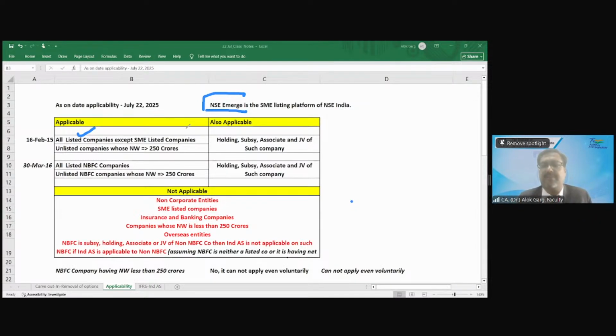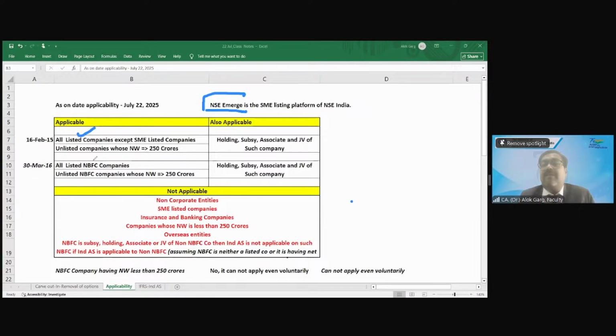Banks and insurance companies cannot apply Ind AS. Doesn't matter if it is listed or unlisted, they cannot apply Ind AS. So HDFC Bank Limited is preparing its financial statement, and ICICI Bank Limited is preparing its financial statement under accounting standards, not under Ind AS. Is that clear? So Ind AS is applicable to all listed companies except SME listed entities, except banks and insurance companies.